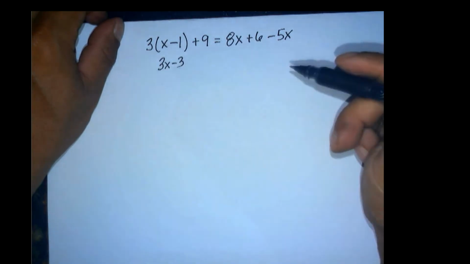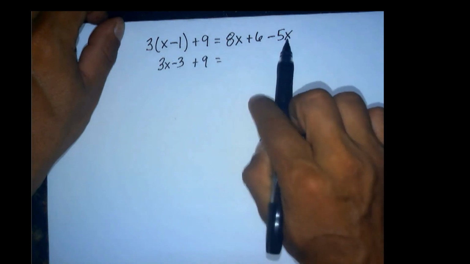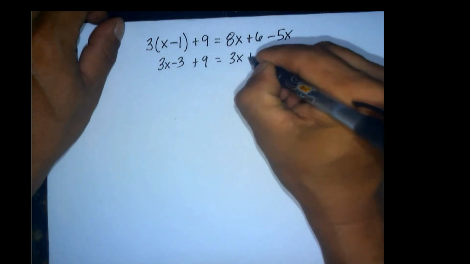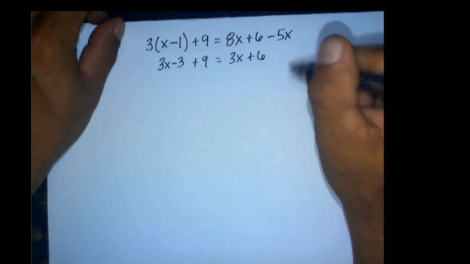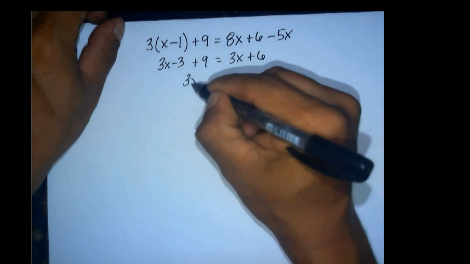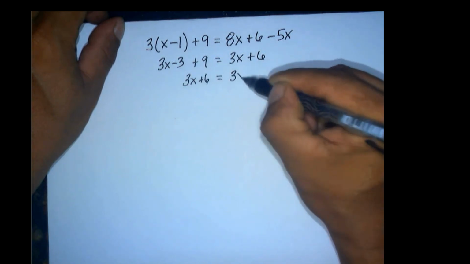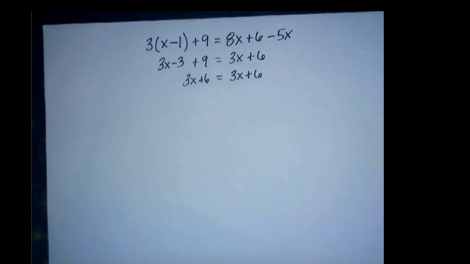Plus 9 should equal 8x minus 5x is 3x plus 6. And 9 minus 3 is 3x plus 6, right? What do you notice about both sides of those equations? They're the same. They're exactly the same.